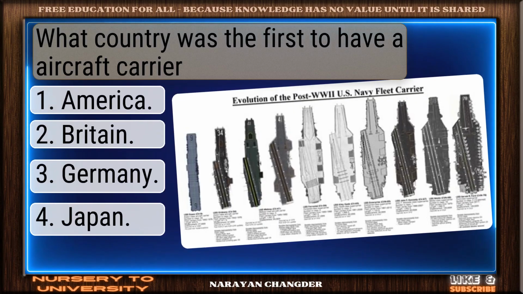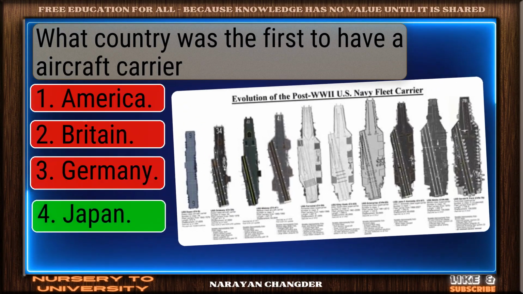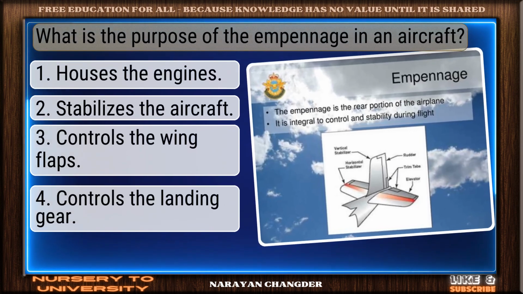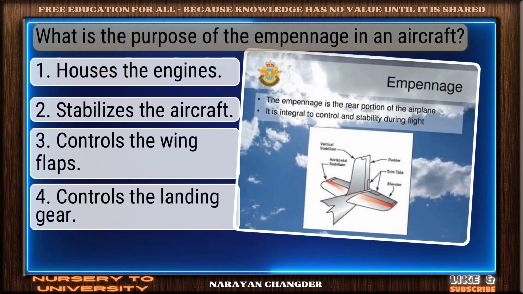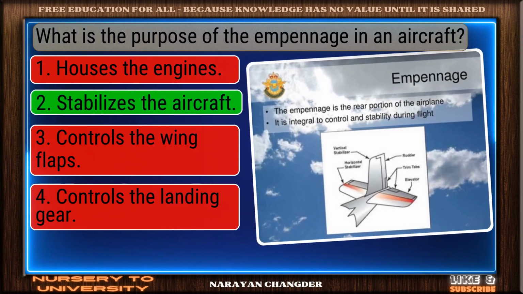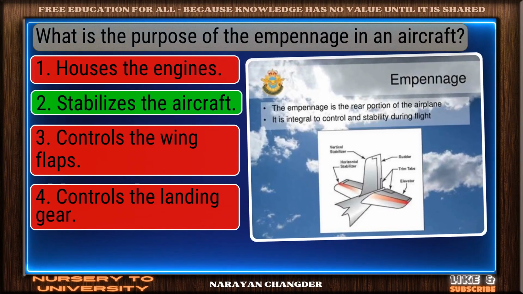What country was the first to have an aircraft carrier? Good job. Your answer, Japan, works well here. What is the purpose of the empennage in an aircraft? Excellent choice. Stabilizes the aircraft is the right answer.